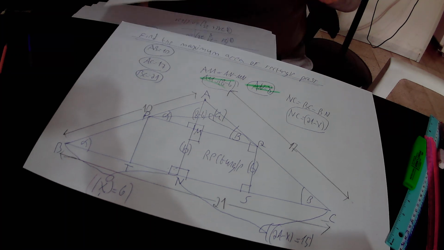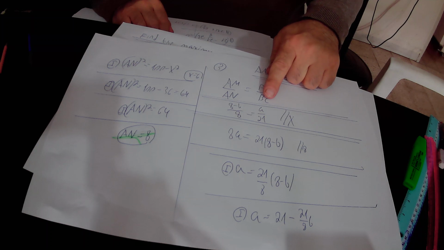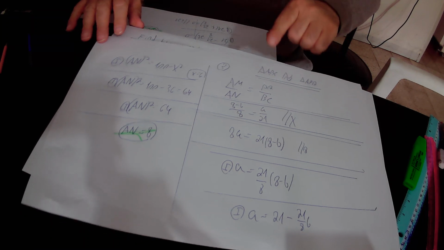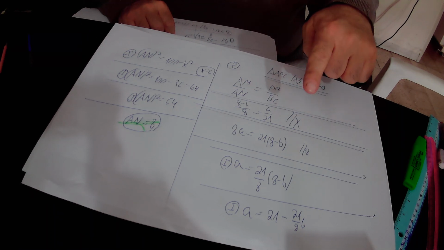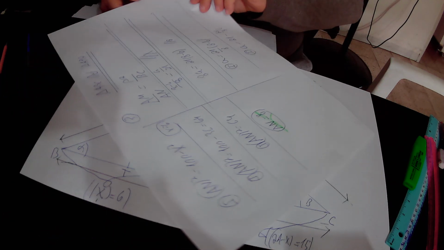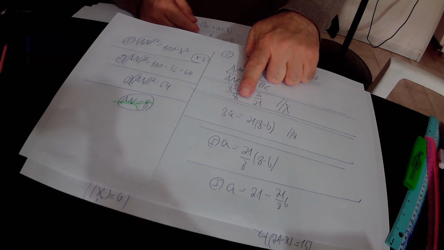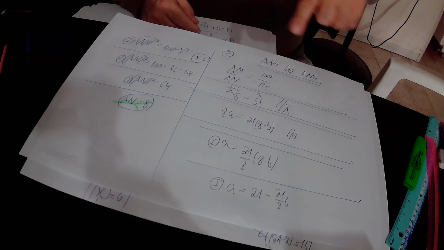So we find that (8 minus B) over 8 equals A over 21. Here we cross multiply this equation and find that 8 times A equals 21 times (8 minus B). So here we divide this equation by 8 and finally find that, according to equation 1, A equals 21 over 8 times (8 minus B).